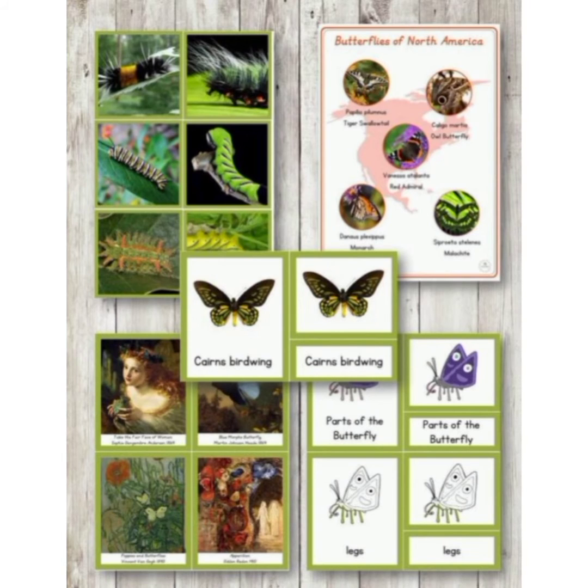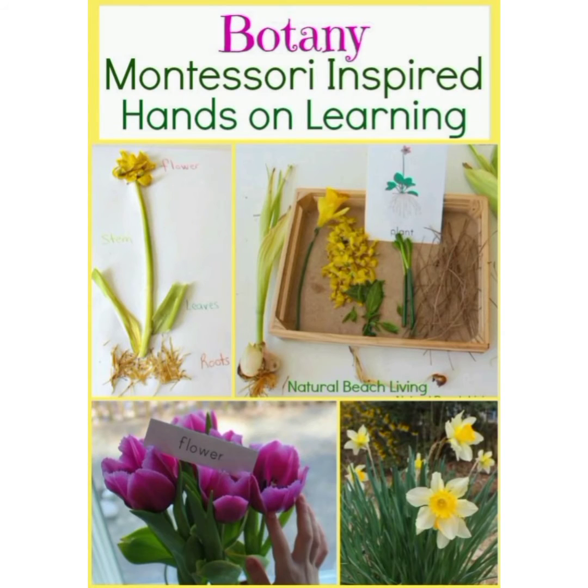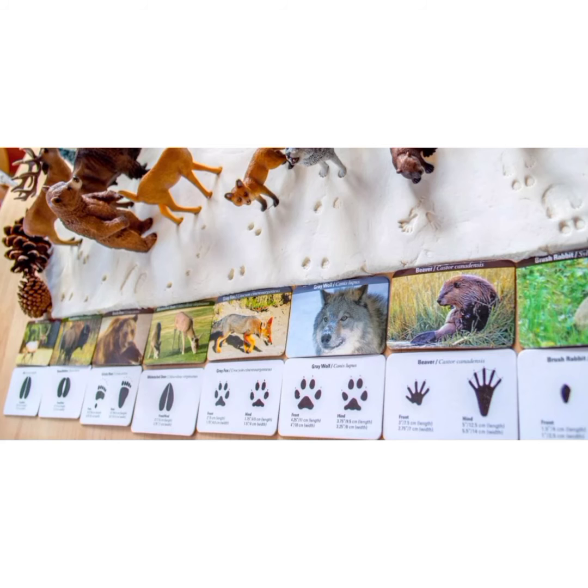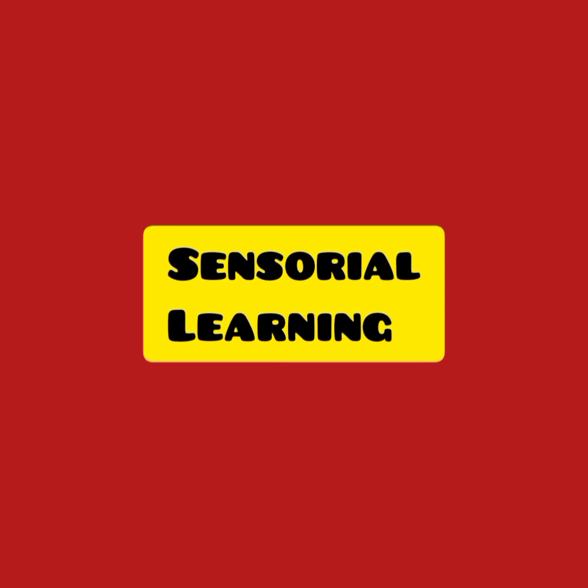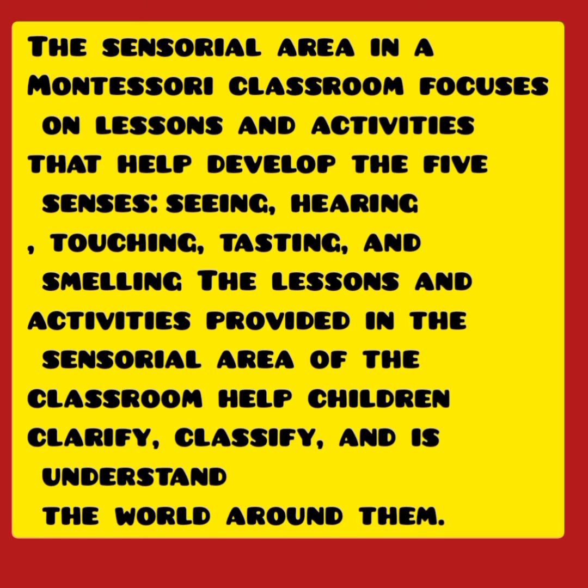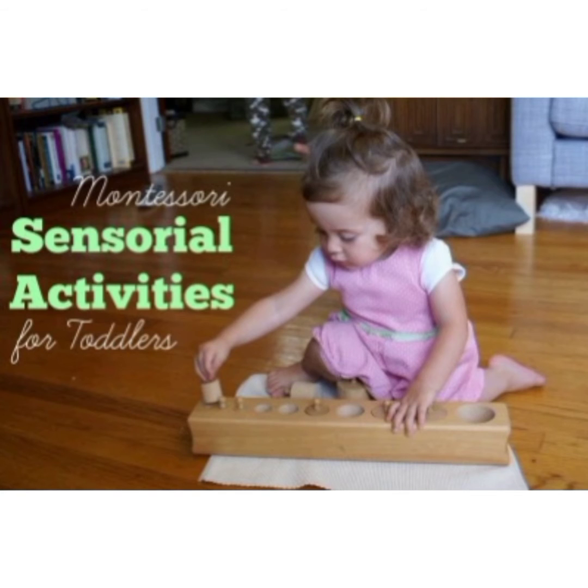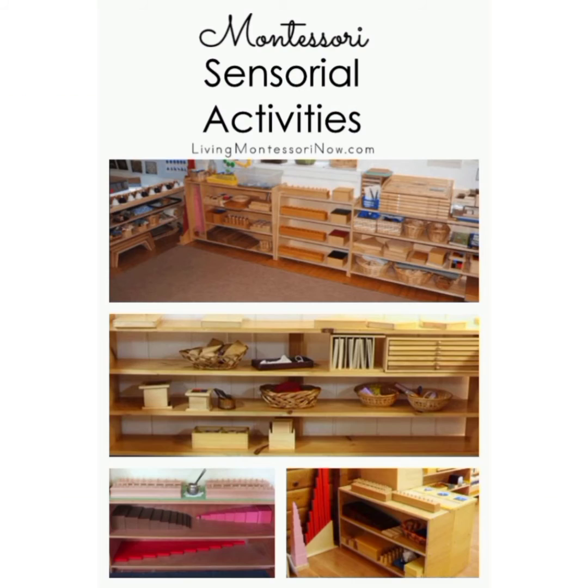Next is sensorial. The sensorial area in the Montessori classroom focuses on lessons and activities that help to develop the five senses: seeing, hearing, touching, tasting, and smelling. The lessons and activities provided in the sensorial area of the classroom help children to classify and understand the world around them. Now, let us see the various types of sensorial methods taught in the curriculum.